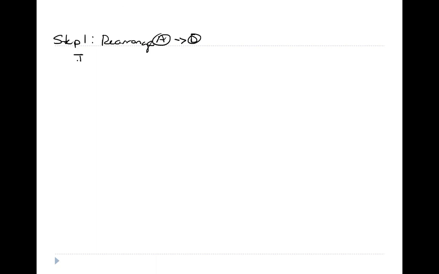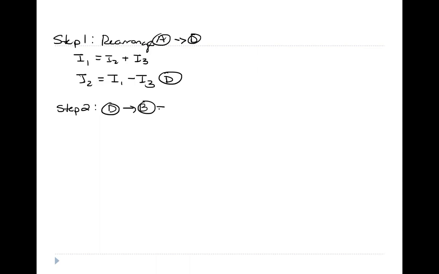So equation A says that I1 equals I2 plus I3. As I just discussed, I want to solve this for I2. So I2 will equal I1 minus I3, and that is equation D. Step 2. For step 2, I'm going to take equation D and plug it into B, and that's going to result in equation E.